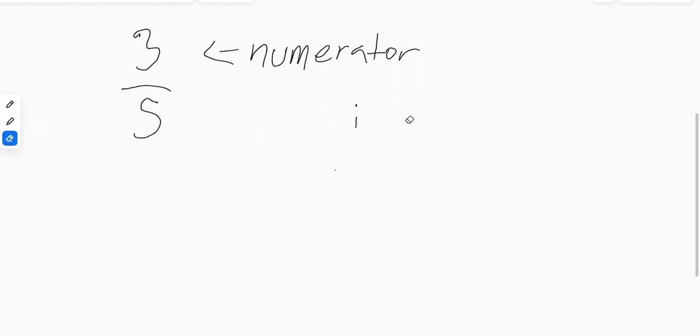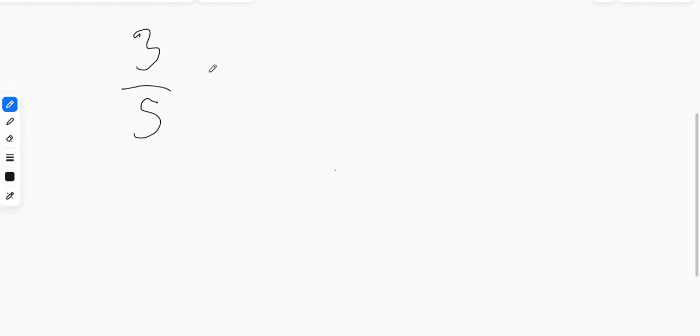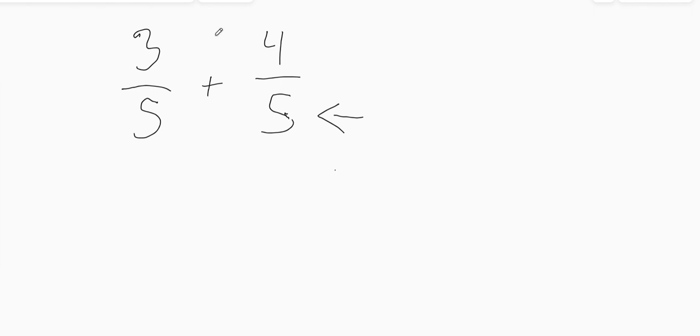Now, if we're going to add and subtract fractions, we're going to start with something easy, like 3 over 5 plus 4 over 5. Now, when the denominator is the same, you simply add the numerator from both fractions to get a larger numerator, and the denominator remains the same.